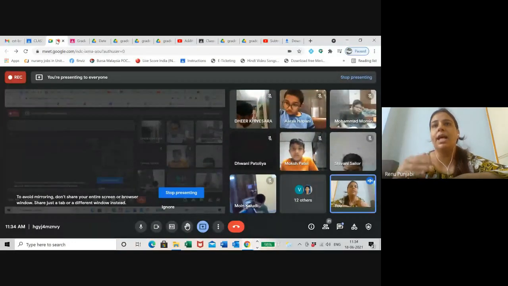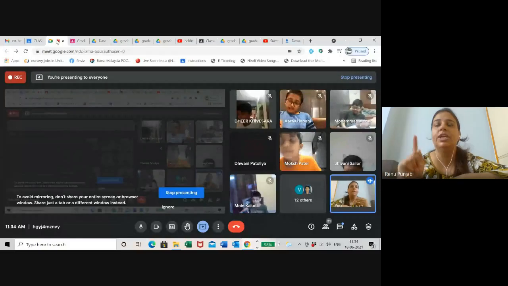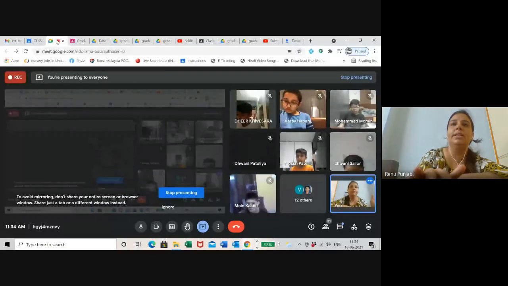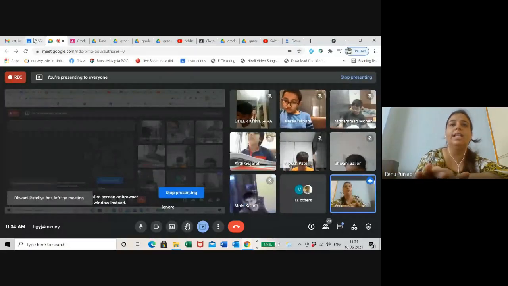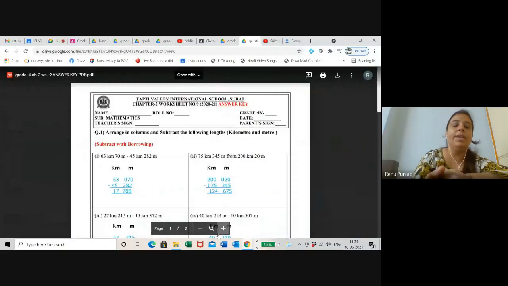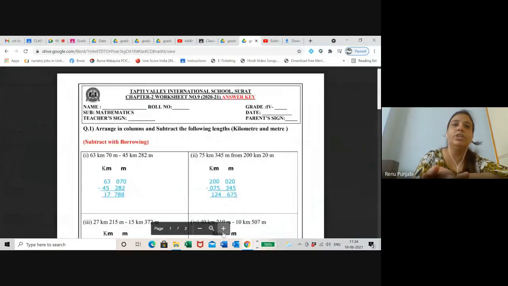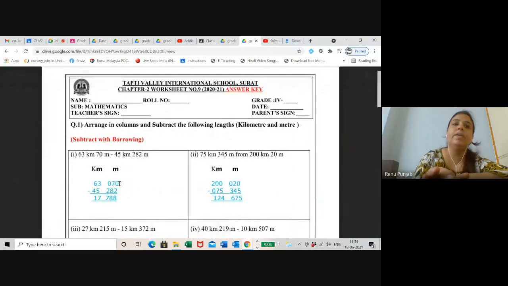And the friend of the kilometer will go along with it, whether it is smaller or bigger. Got it, Dheer? You can see the answer key on my screen, please, and then I'll explain better. See here. 63 is the kilometer and 070 is the friend of 63, it will go along in the meters. 45 in the kilometers and 282 in the meters because the friend of 282 is 45. So it will go in meters along with that only.